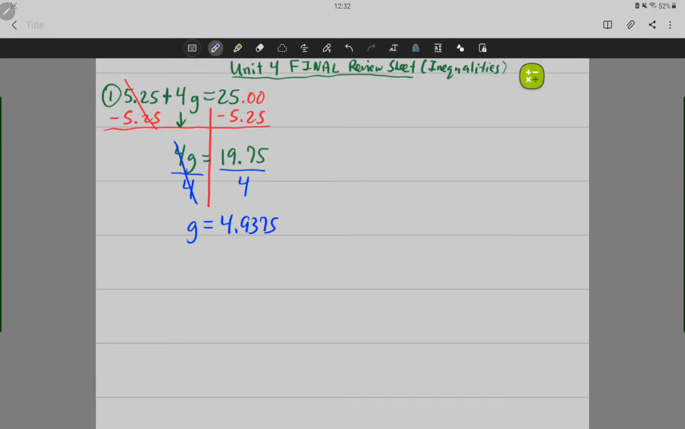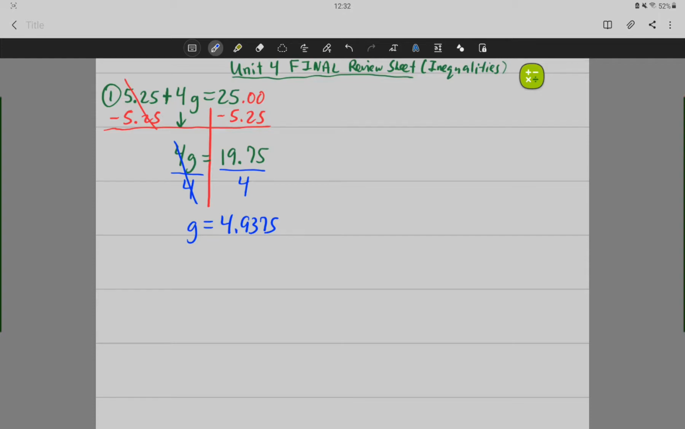If you look at your options, that's not even a choice. It says how many games could he have played? 4, 5, 6, or 7. So obviously this is not the answer. And think about it. In real life, can somebody play 4.9375 games? No. So it must be a whole number. The two closest to our answer is either 4 games or 5 games.